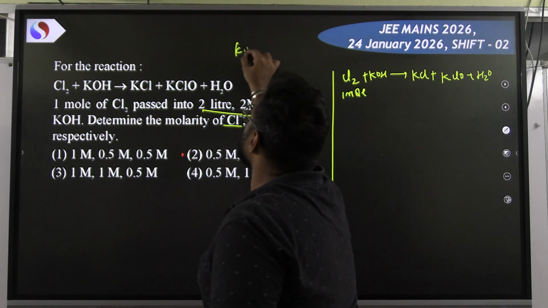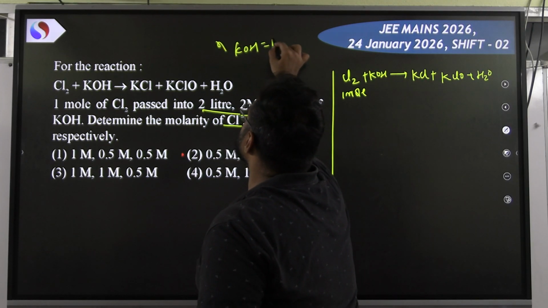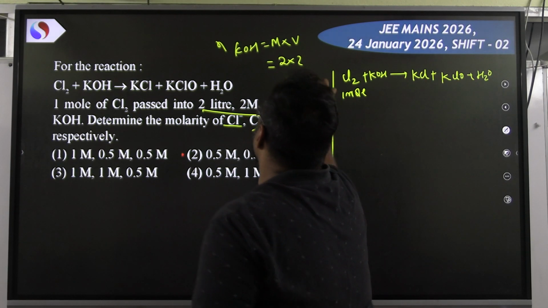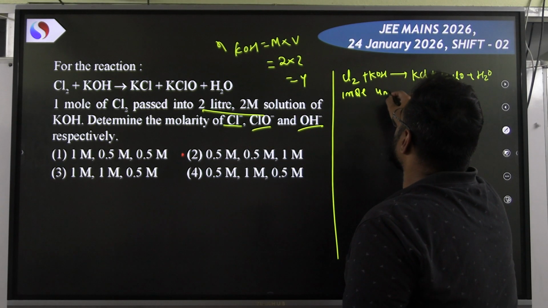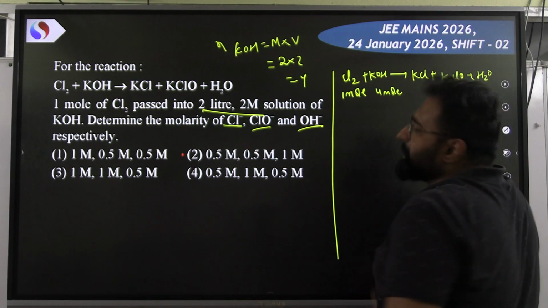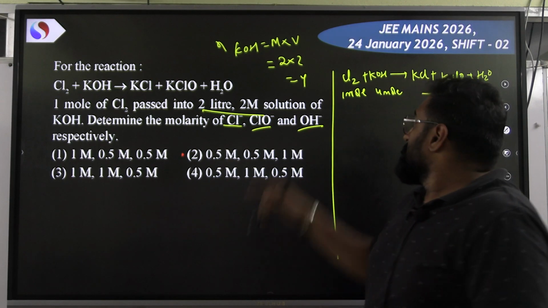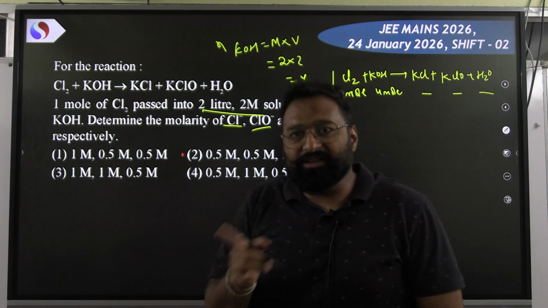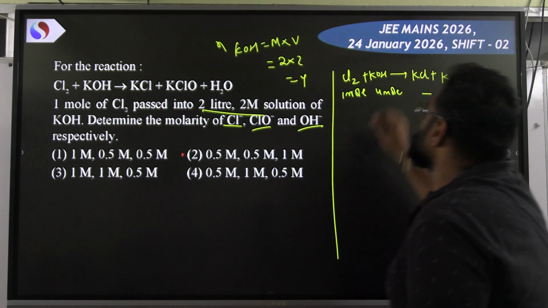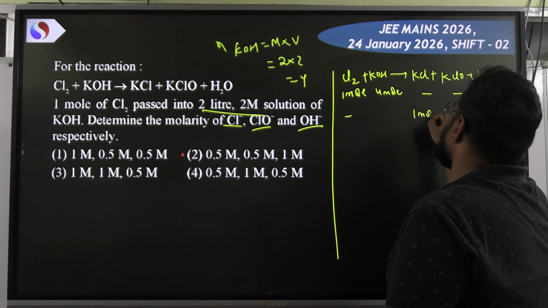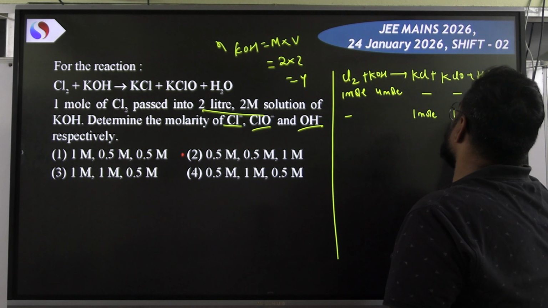For KOH, the number of moles is molarity times volume. Molarity is 2 and volume is 2, so that is 4 moles. Now nothing is produced. You can see that Cl2 is the limiting reagent, so it is completely consumed. This produces 1 mole, this produces 1 mole, and this produces 1 mole.